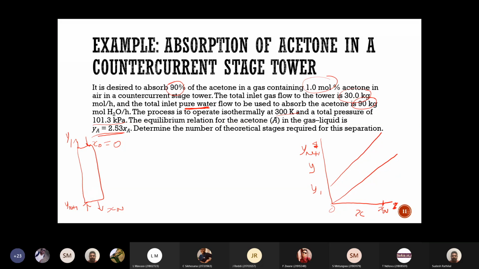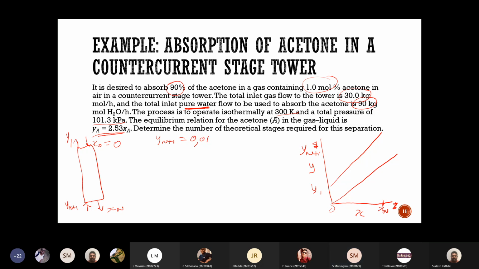Let's go through this. So you've got x naught already. We know that x naught is 0. Xn we need to evaluate. We need to evaluate yn plus 1 and y1. Let's look at yn plus 1. From the problem given to us, what would be yn plus 1? It's going to be 0.01, sir. Okay, so it's 1 mole percent, so therefore it is 0.01.